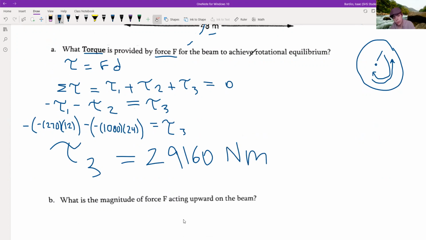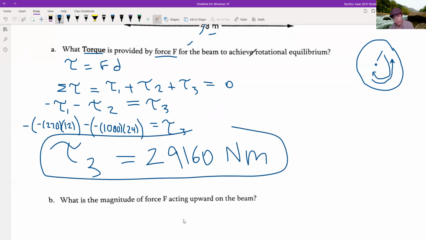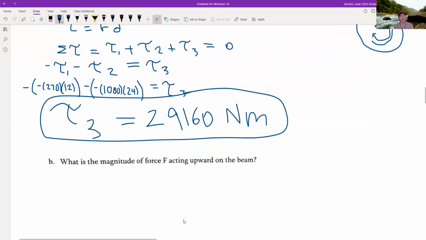The touch screen on my computer doesn't work very well. So that is the answer for that one.